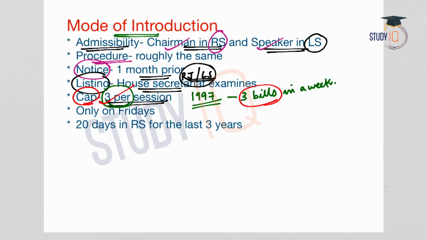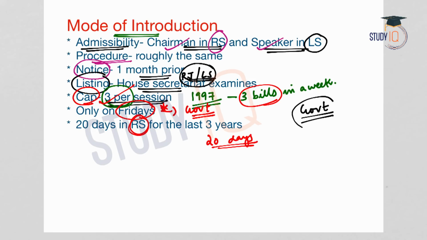And the private members bill can only be discussed on Fridays. But in the case of government bills, that is, bills that are introduced by the ministers, they can be introduced and also discussed on any day, but private members bills can be introduced and also discussed only on Fridays. So this is one limitation. And the private members bills have been introduced and also discussed in the Rajya Sabha for 20 days in the last 3 years. So from this we understand that there is a preference for the government bill in the parliament compared to the private members bill.